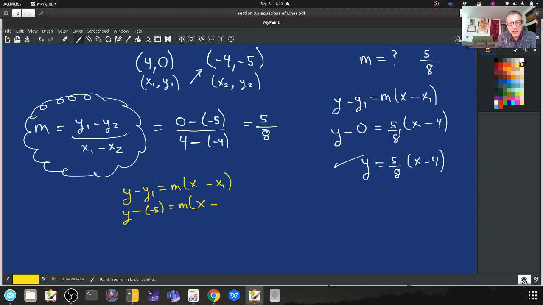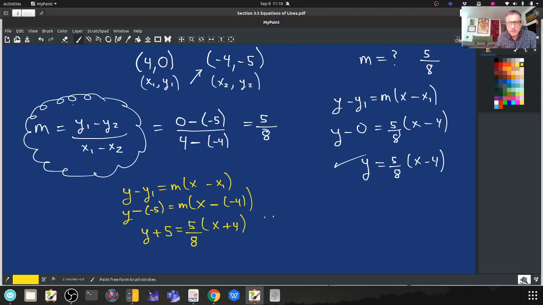And x is minus 4. So that gives me y plus 5 is equal to m times x plus 4. And what is my m? I forgot to write my m in there. You can write it at any point. My m is 5/8.